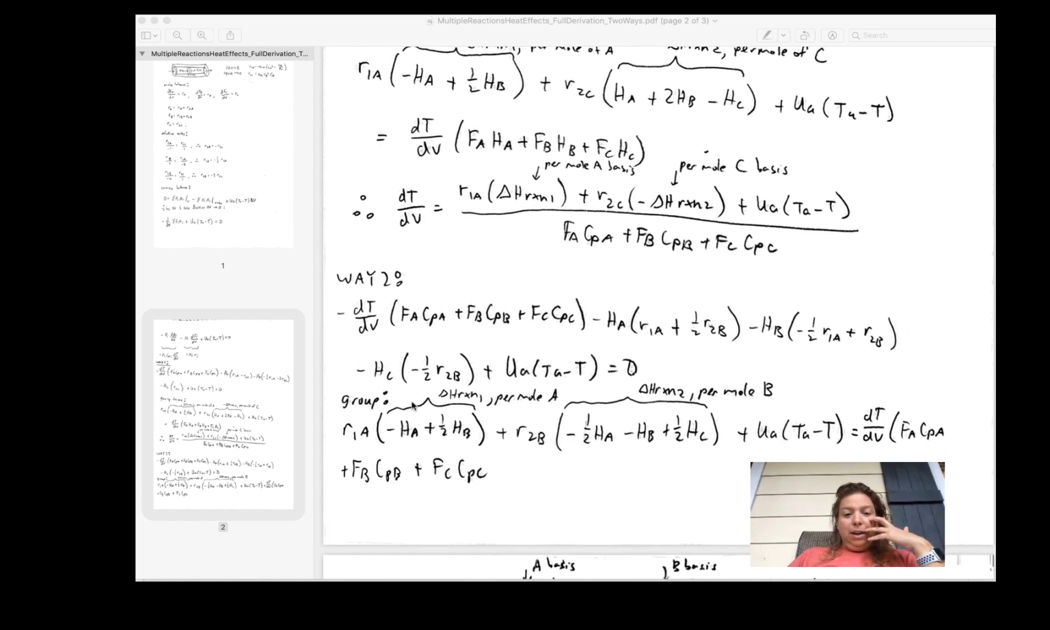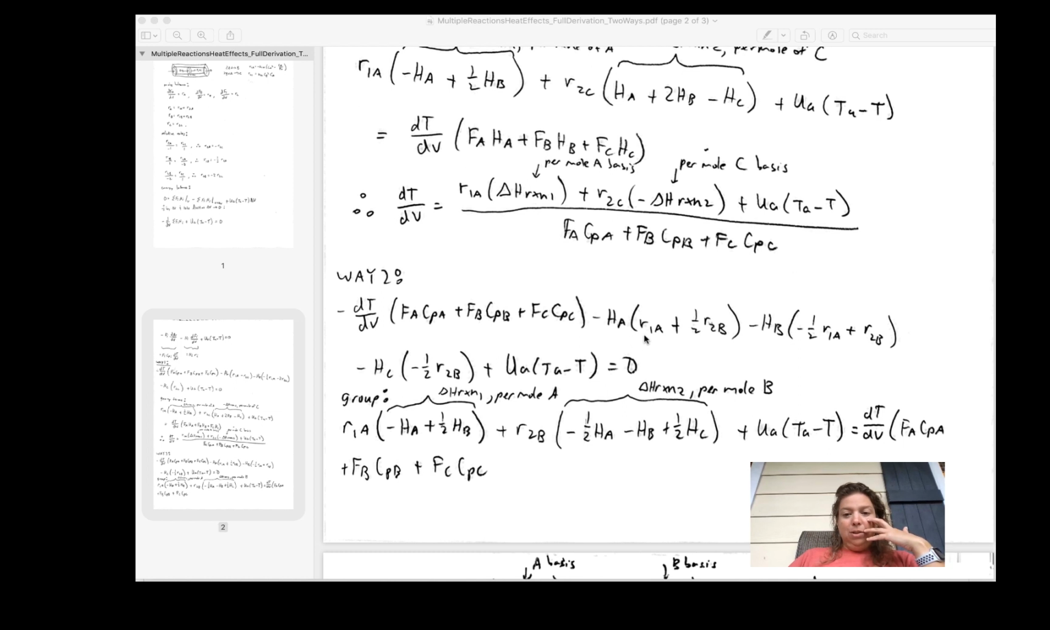So now I'm going to, again, group terms. This time the terms that I have are R1A and R2B. So I have a grouping for R1A that ends up exactly the same as the last time. I have a grouping for R2B. In this case, my R2B is going to be multiplied by -1/2 HA minus HB plus 1/2 HC. If I look at that, that's the heat of reaction 2 per mole of B basis.